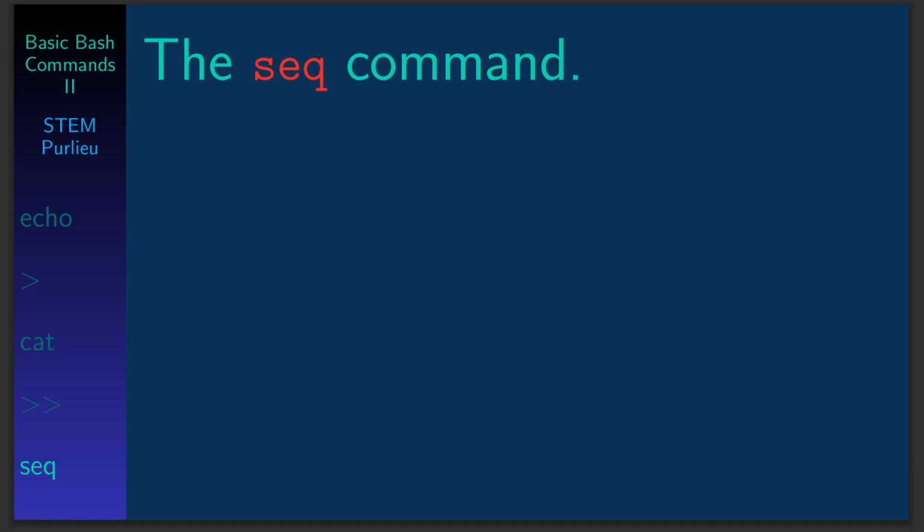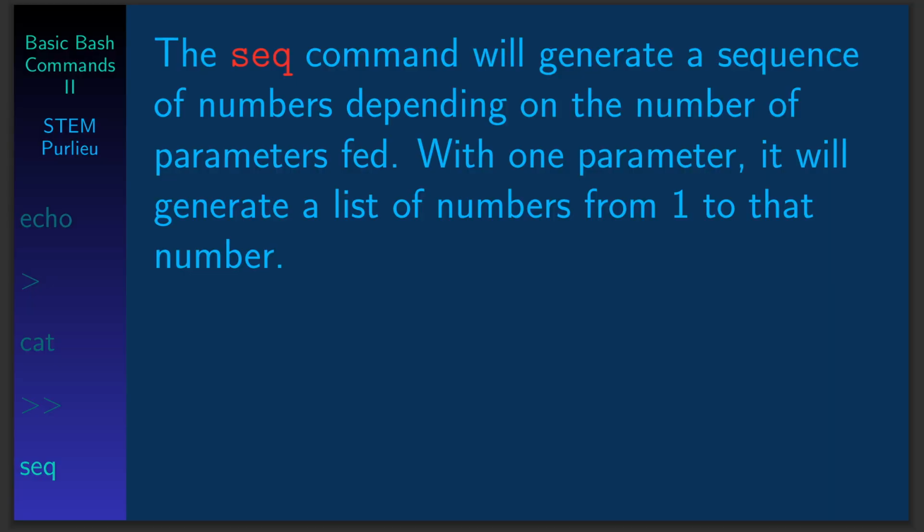Now we'll cover the seq command. So seq is short for sequence. The seq command will generate a sequence of numbers, and there are a few variations of how it works based on the number of parameters fed. If we just give it one parameter, it will count a list of numbers from 1 to that number.